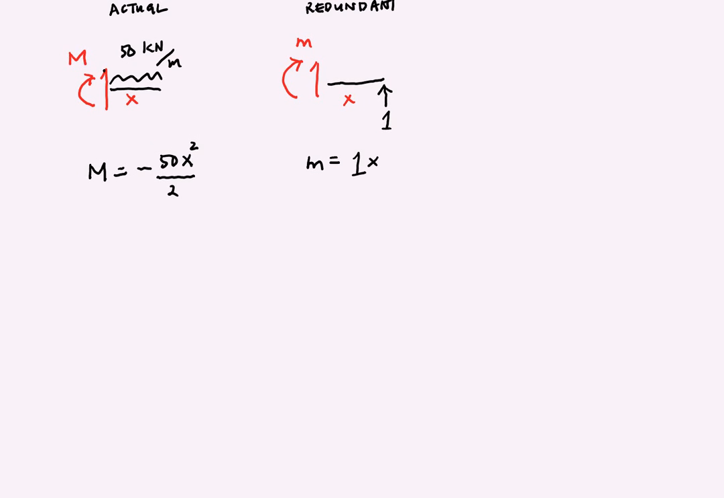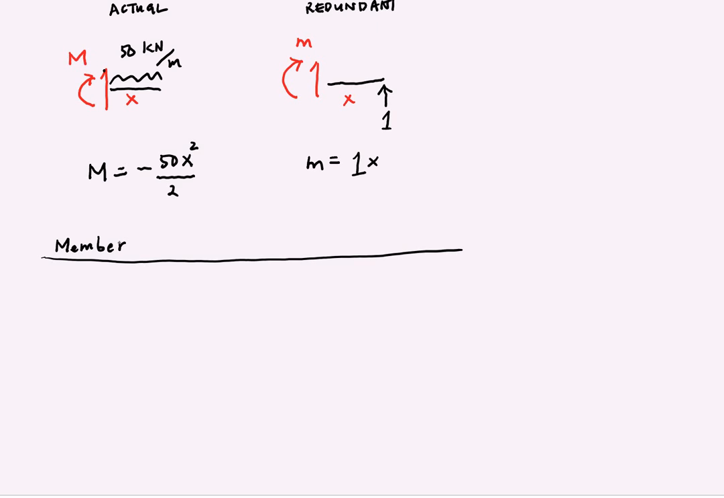I would highly suggest you make it in tabular format, in a nice table. Right now this might seem not important, but as your structure becomes more complicated, you can easily observe the difference in moments using a table. So let's make a table. The first column would be our member.